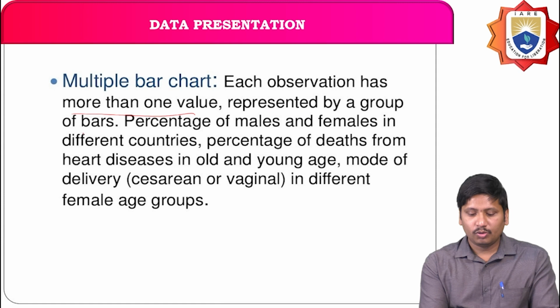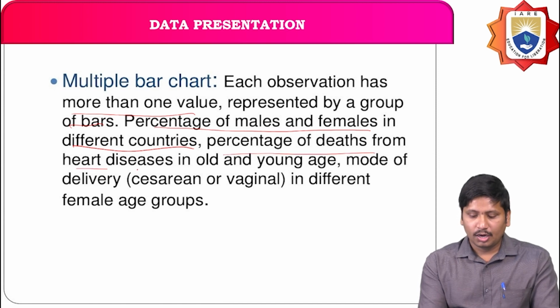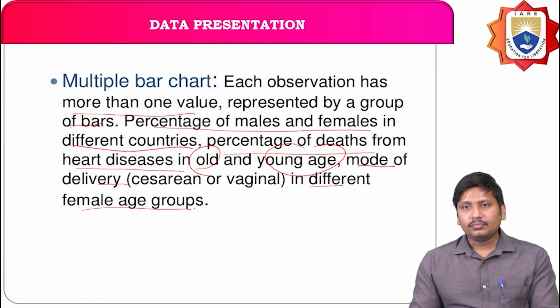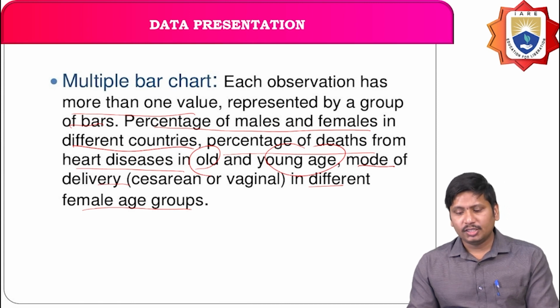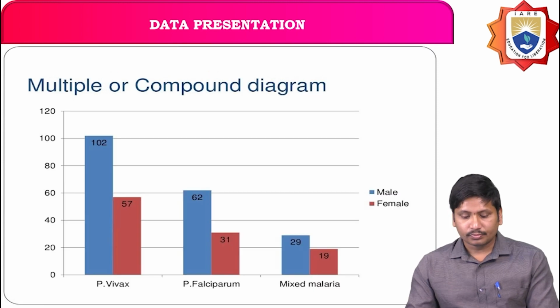That should be represented by a group of bars. The percentage of males and females in different countries I'm going to find out, and then the percentage of deaths from heart diseases in old as well as young age, and mode of delivery in different female age groups. Like this I want to find out. So for this, a single bar diagram is not sufficient for representing this kind of data. So for that, I have to go for the multiple bar chart diagram.